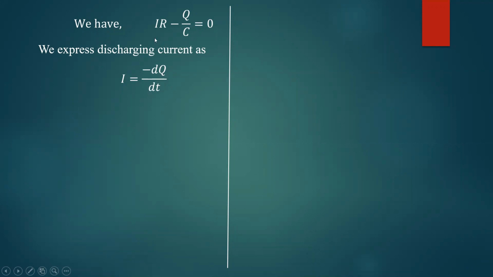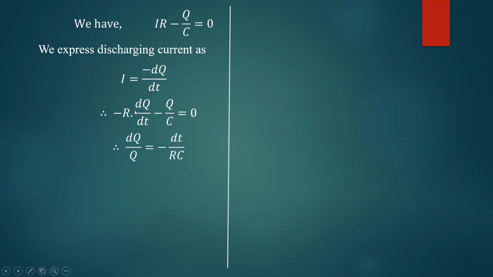Substitute here. You will get minus R into dQ by dt. Where I is there, substitute dQ by dt. Minus Q by C equal to 0. This is the first order differential equation. We have to solve it. That's all. And finally, we have to solve the equation to find the expression for Q. That is our aim.